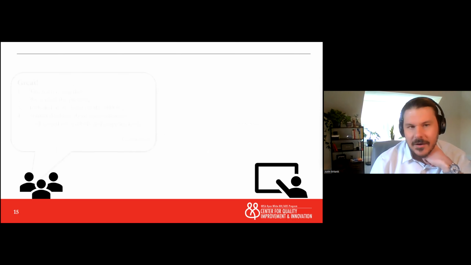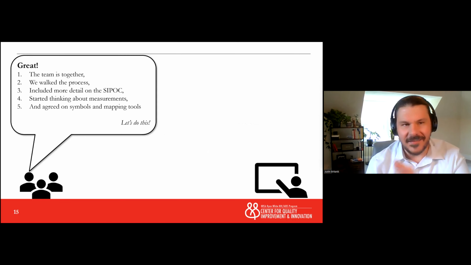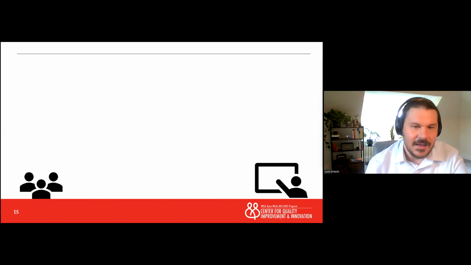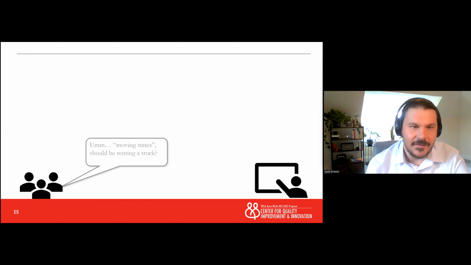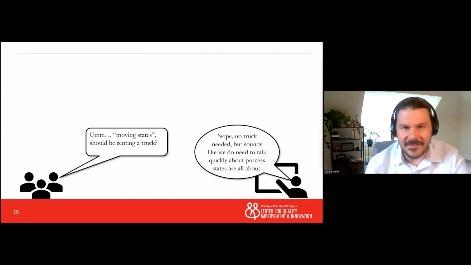So we have the team and the coach here, and the team says, great, we understand the symbols, we got the team together, we did a SIPOC, and we're thinking about those measurements that I recommended, and we're all ready to go, let's do this. And the coach might say, perfect, let's make that current state process map, and then we'll move to the ideal state. And the team's like, moving states, we don't really know about that.